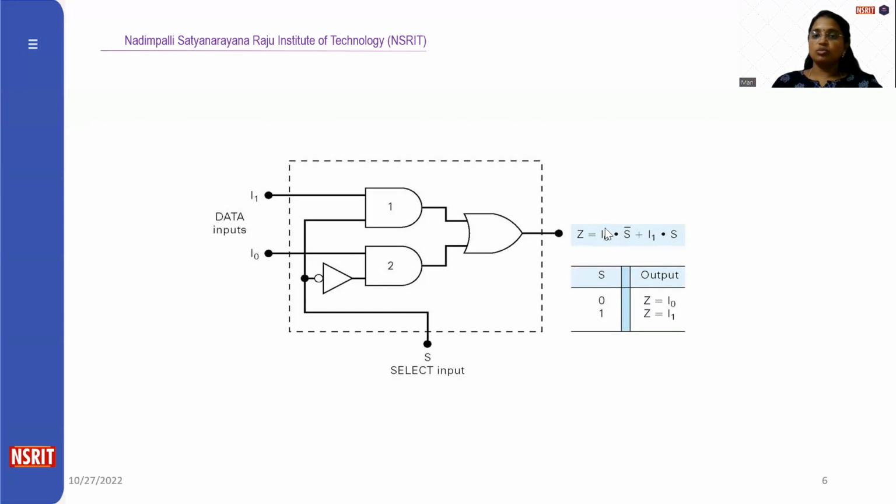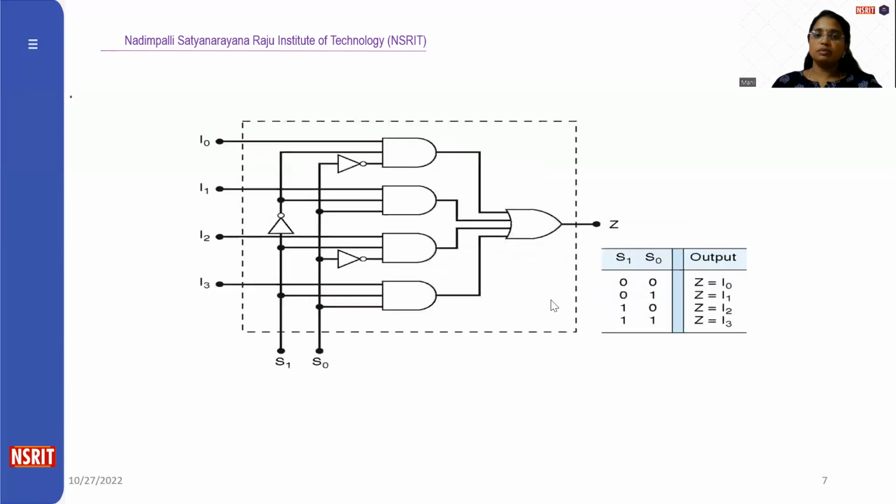So I0 is multiplied with S bar. If I want I1, I have to apply S in the form of 1, so I1 is multiplied with S. So S equal to 0, the output equals I0; S equal to 1, the output equals I1. This is a 2 cross 1 mux.